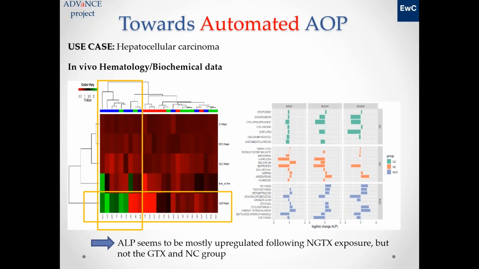And what we could see is that actually there was only 1 parameter which seemed of interest, differentially expressed. It was ILP, and it seems to be mostly upregulated following non-genotoxic exposure, but not in the genotoxic and non-carcinogenic group. So then we went into exploring a bit in the individual classes.